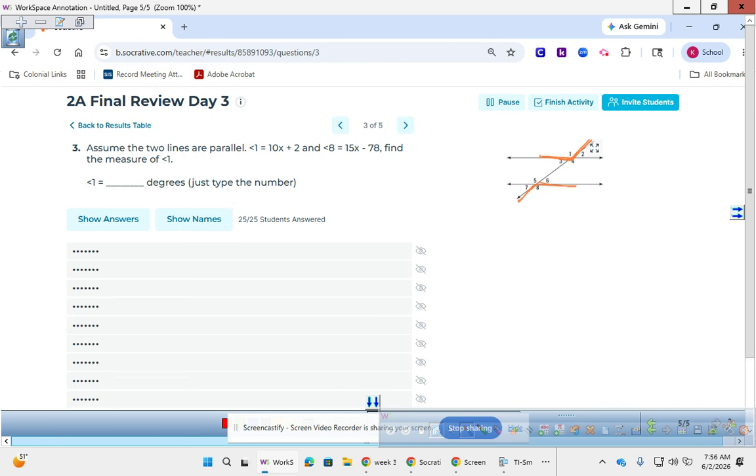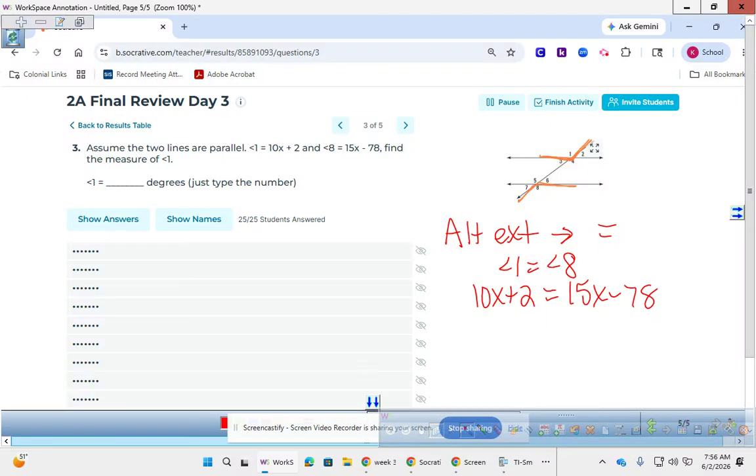Okay? Mathematically, the reason that I'm setting them equal to each other is they are called alternate exterior angles, and alternate exterior angles are equal. So angle 1 is equal to angle 8. In terms of the solving here, that means that 10x plus 2 is equal to 15x minus 78. So I can subtract the 10x. That's going to get me a 5x here. And then I'm going to add the 78. I'm just doing this all in one step because I don't have a lot of space. And that's going to get me an 80 here.